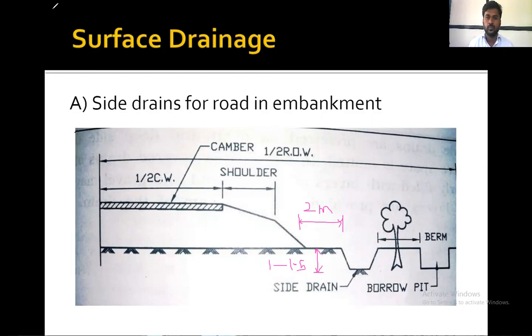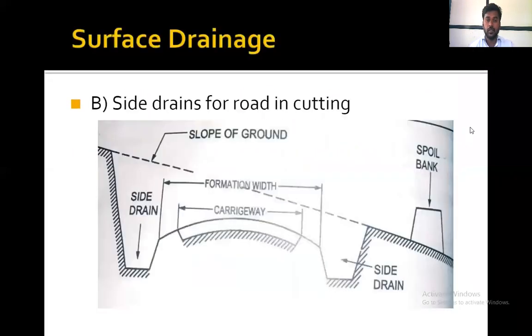Okay, so this is the first part, which is providing the side drainage. Now you see, this is when the road is constructed on an embankment. And this is the second figure, when the road is provided in the cutting. You can observe here, this is the slope of the ground.